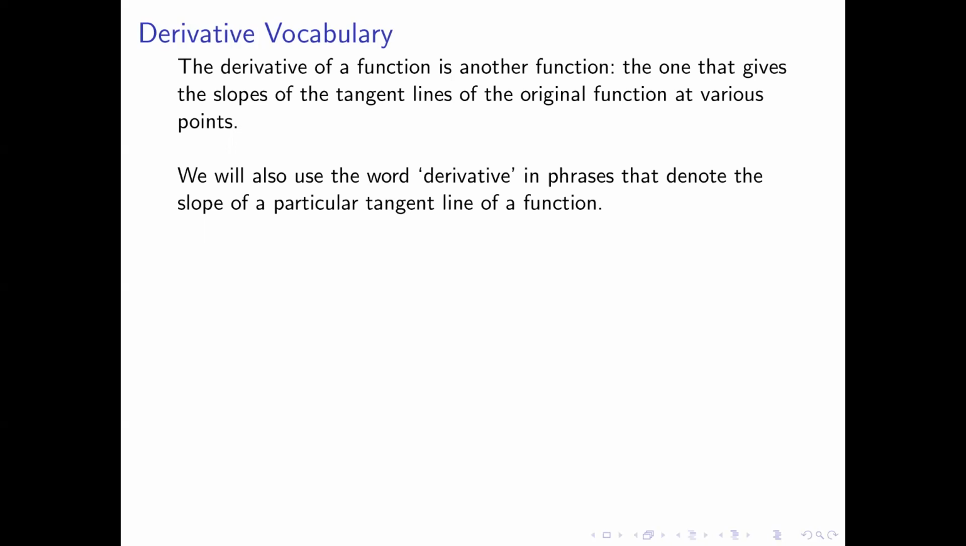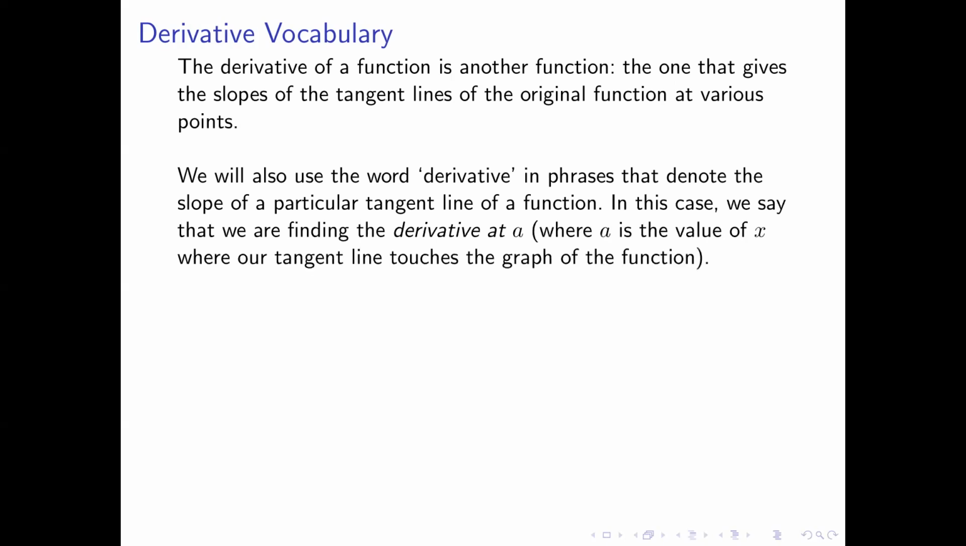You'll also see the word derivative used in phrases that denote the slope of a particular tangent line. So we might say that we're finding the derivative of a function at a, at 2 or at -3 or something like that, where that's just going to be a number. a here will be the value of x where the tangent line touches the graph, what we've been calling the point of tangency.